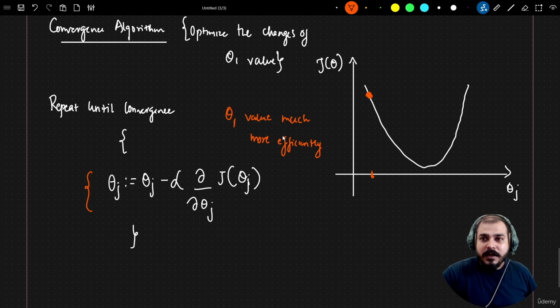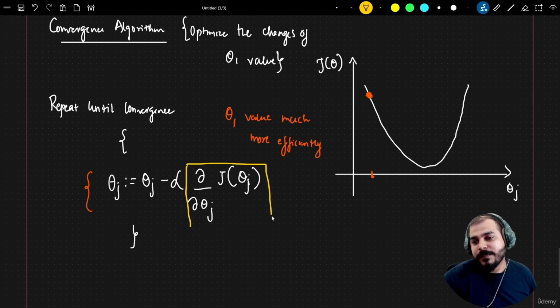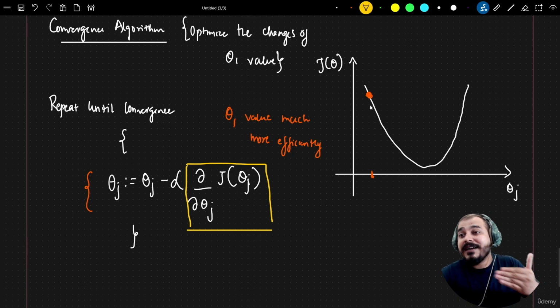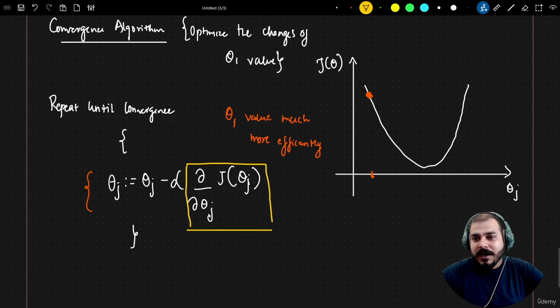Now you need to understand what exactly this is: the derivative of J of theta j with respect to theta j. In short, we are trying to find the derivative at this specific point. Whenever we say derivative, in short, we are going to calculate the slope. Let's say we have initialized one theta1 value randomly at this point, and we got our J of theta at this particular point.